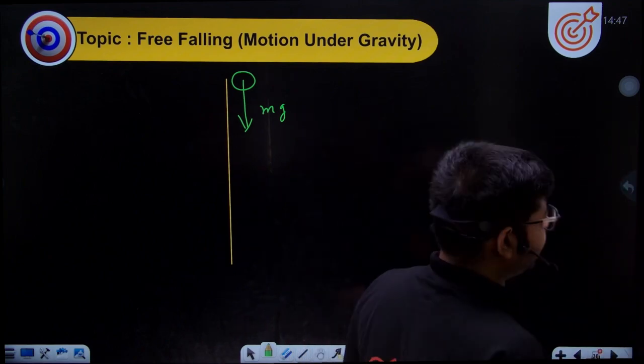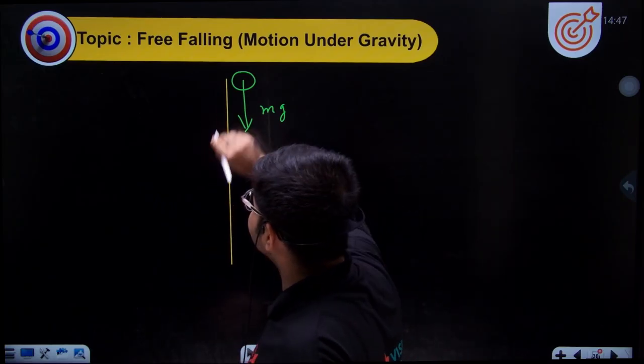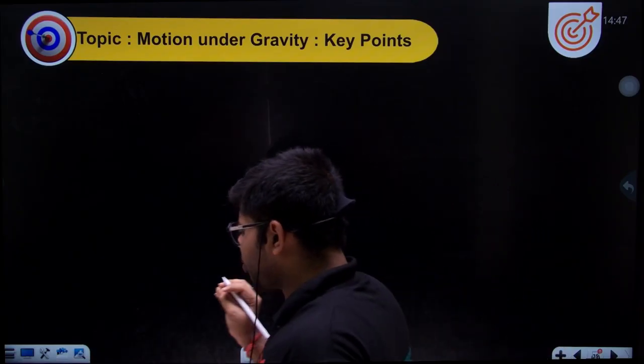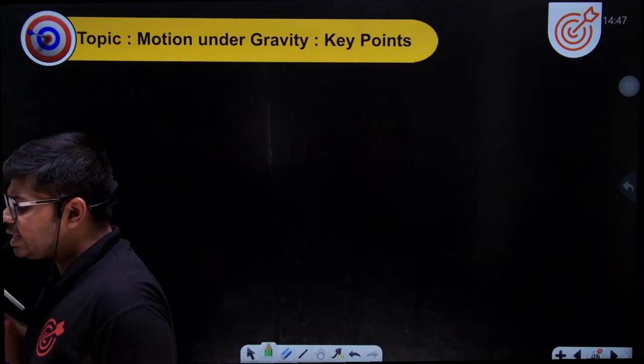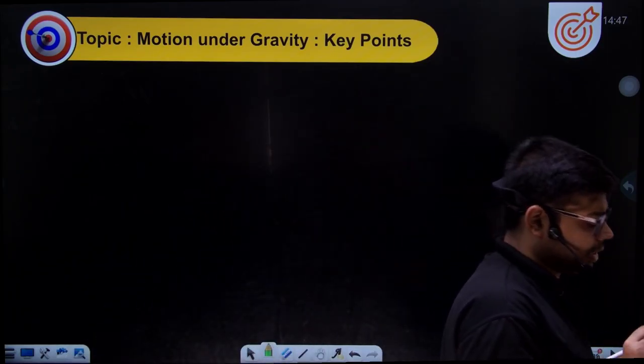Okay, the motion under gravity. A similar thing is going to happen when you are going to move something upward. Now, we need to understand and keep certain key points. What are the key points that we need to understand?